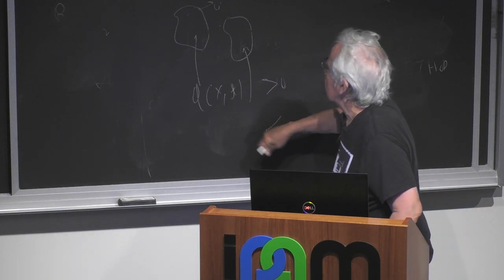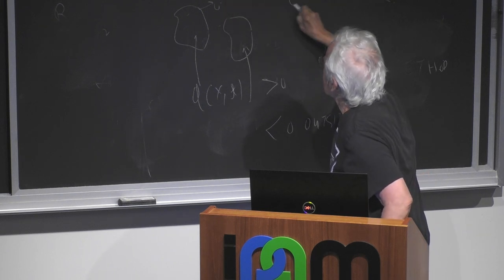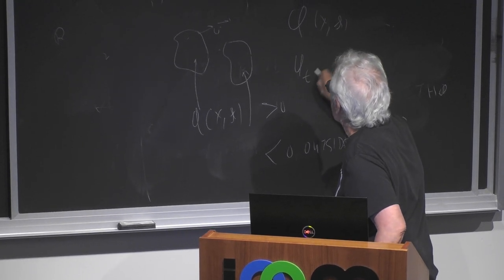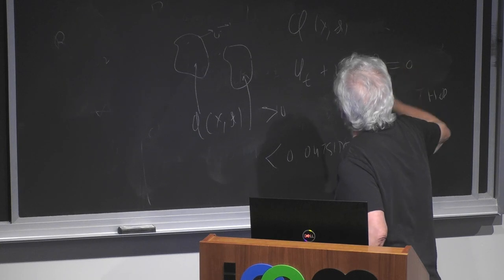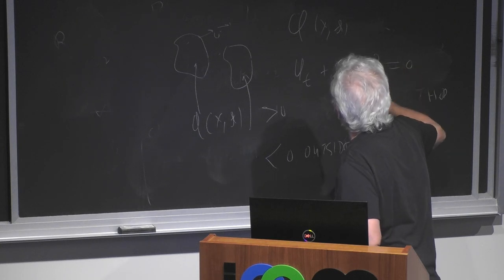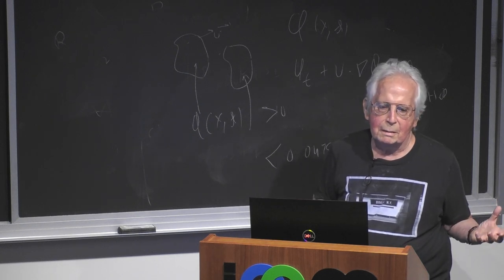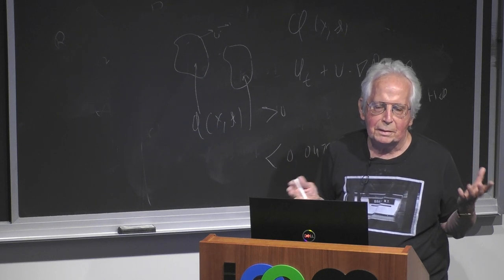And the equation is very simple. You have velocity v, and the function phi of x,t satisfies a very simple equation: phi sub t plus v dot grad phi is equal to zero. In one dimension, it's just v times phi sub x. That's the beginning. But v could be many different things, and you can optimize this thing.